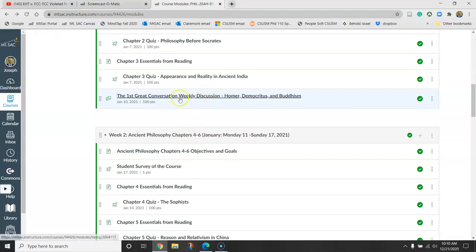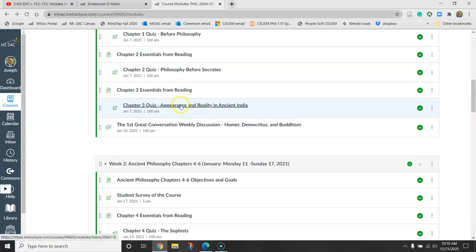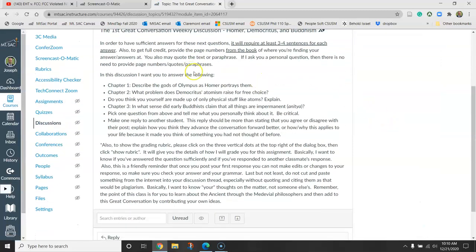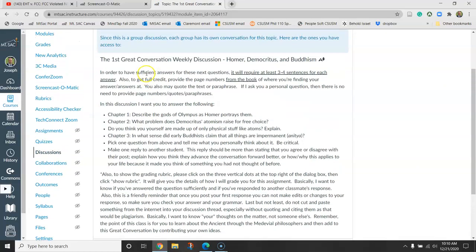And then the great conversation. So this is open. You just click on it. And basically, I tell you, and this is very important, I say in order to have sufficient answers for these next questions, it will require at least 3 to 4 sentences for each answer. Also, to get full credit, provide the page numbers from the book of where you're finding your answers. You also may quote the text or paraphrase it. If I ask you a personal question, then there's no need to provide the page numbers, obviously.